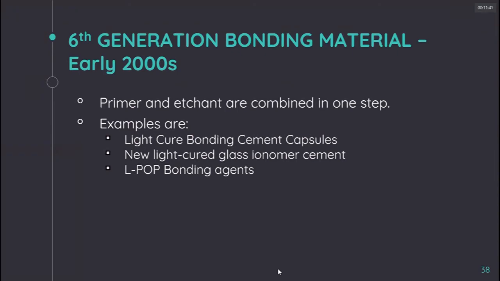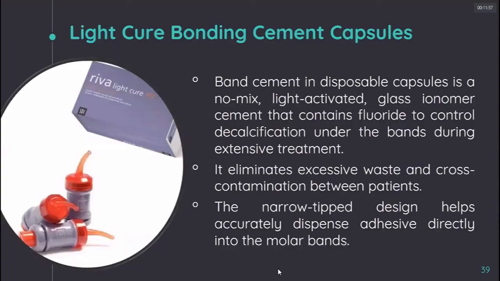6th generation bonding material. Primer and the agent are combined in one step. Three examples of 6th generation bonding materials are Light Cure bonding cement capsules, Light Cure glass ionomer cement, and Prompt L-Pop bonding agents. Starting with Light Cure bonding cement capsules.